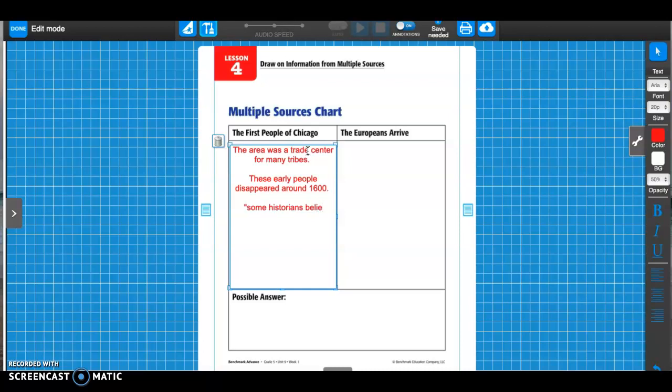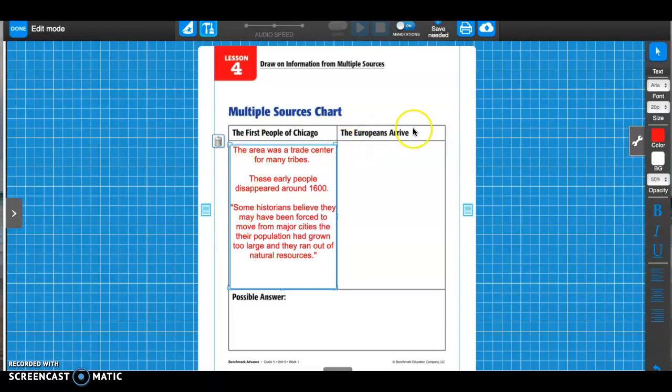Some historians believe they may have been forced to move from major sites when their populations had grown too large and they ran out of natural resources. And that is the full sentence right there from the page.